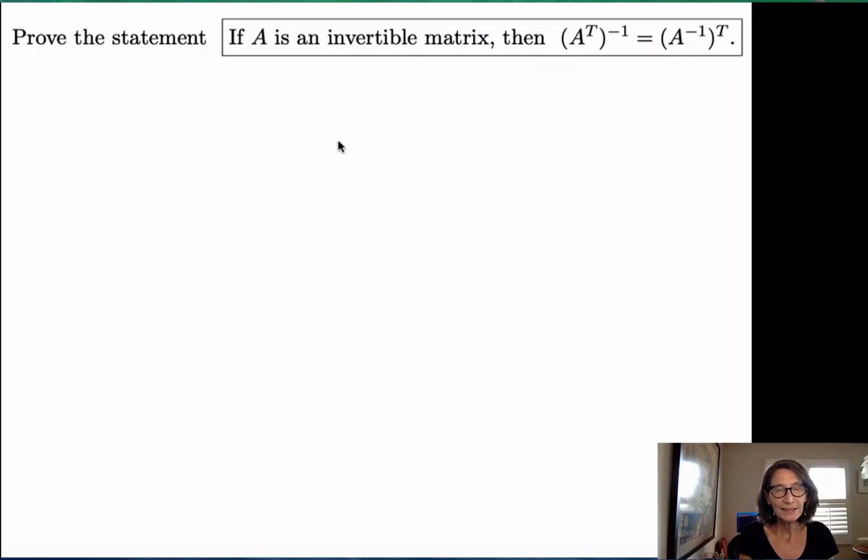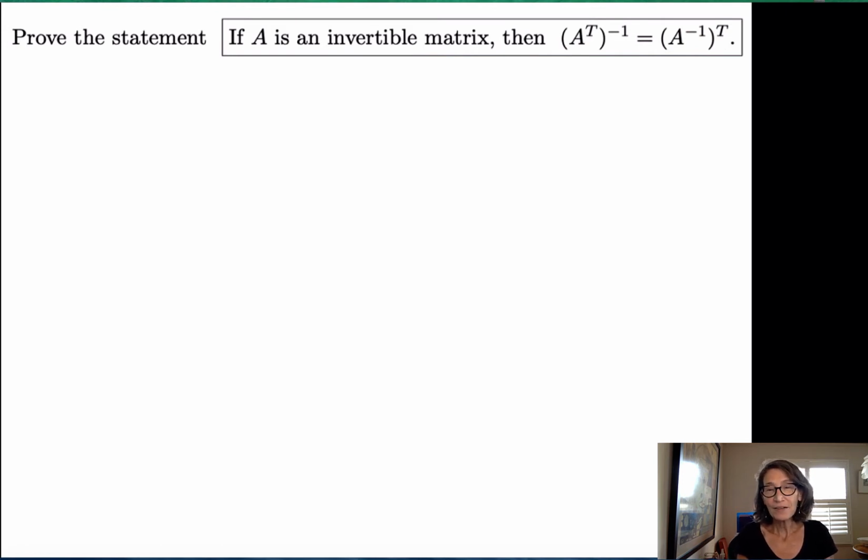Hi, welcome back. In this video, we're going to do a short linear algebra proof. In this proof, we're going to prove the statement: if A is an invertible matrix, then (A transpose) inverse equals (A inverse) transpose. So first, let's try to figure out what that equation says that we're trying to prove.